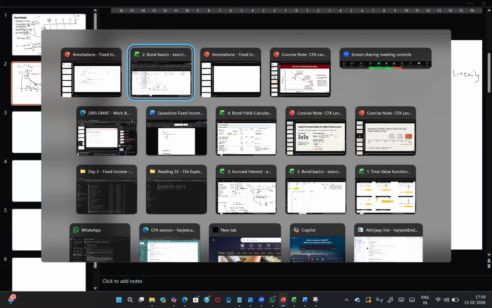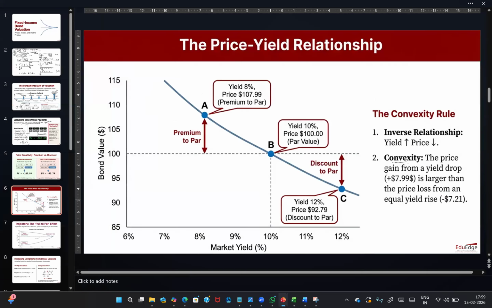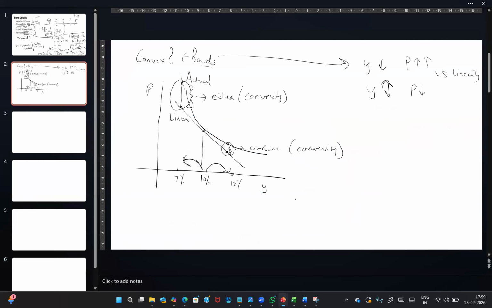Okay, so those were the simple basics here. So, the price-yield relationship. Also, yes, can you repeat the last line? This one, convexity. Yes. Okay.